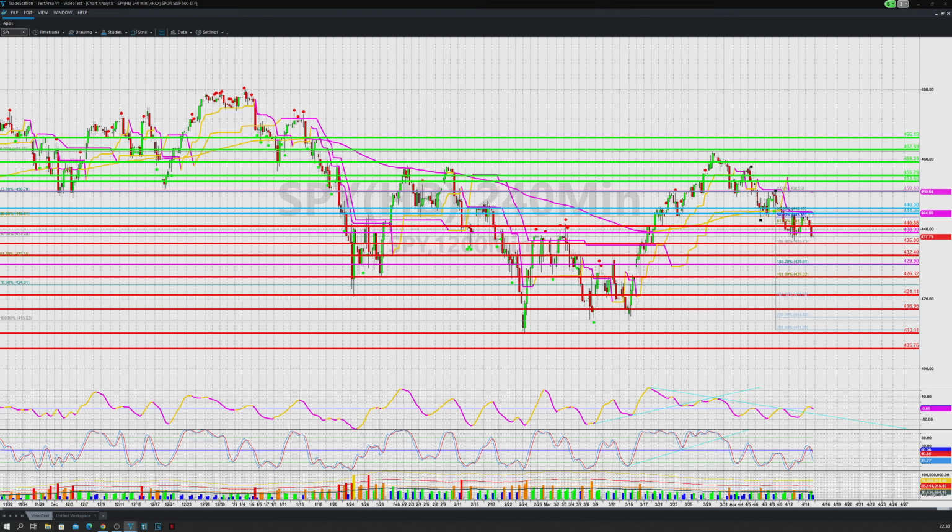Let me check if I have the history. Let's see. To the 432 area. So it will reach the 432, find some support and buying pressure below. It can fall to the 423. Yeah, 423. So something like this.